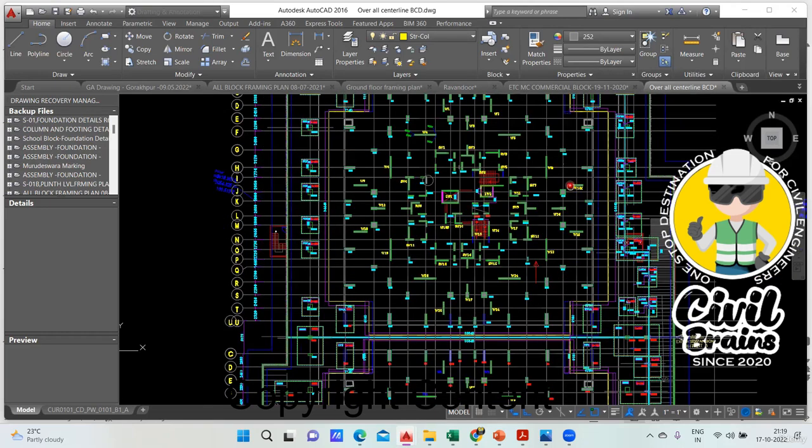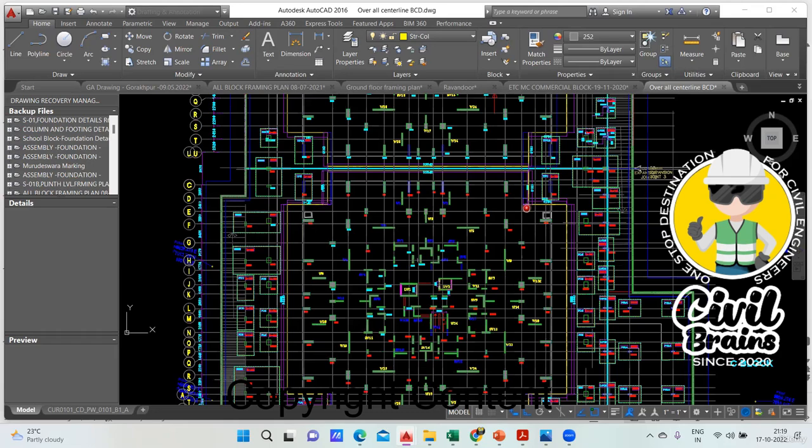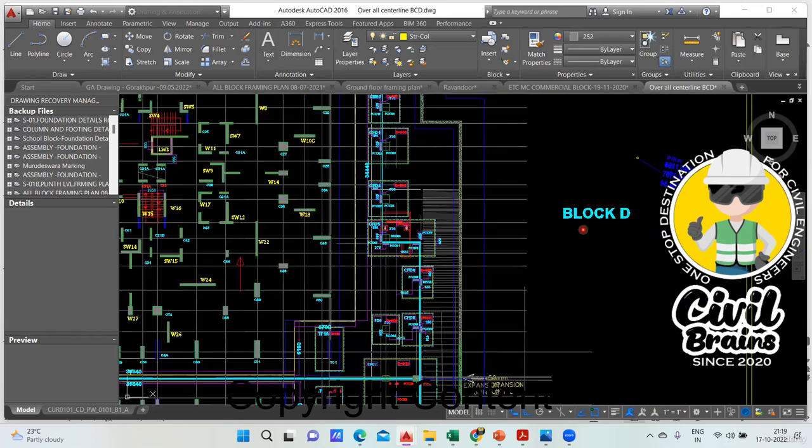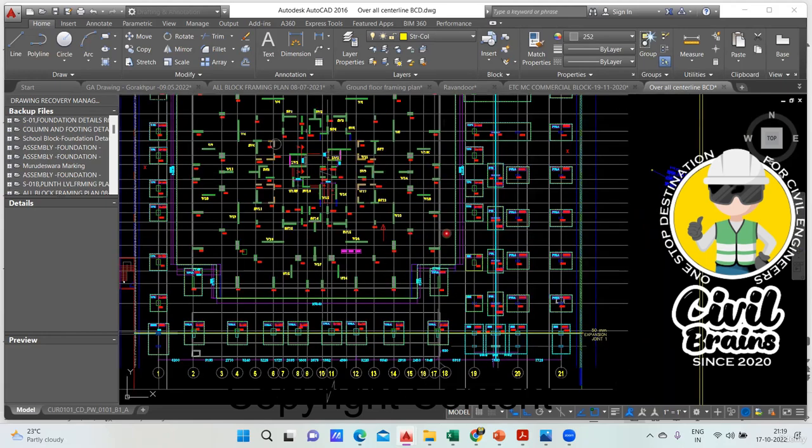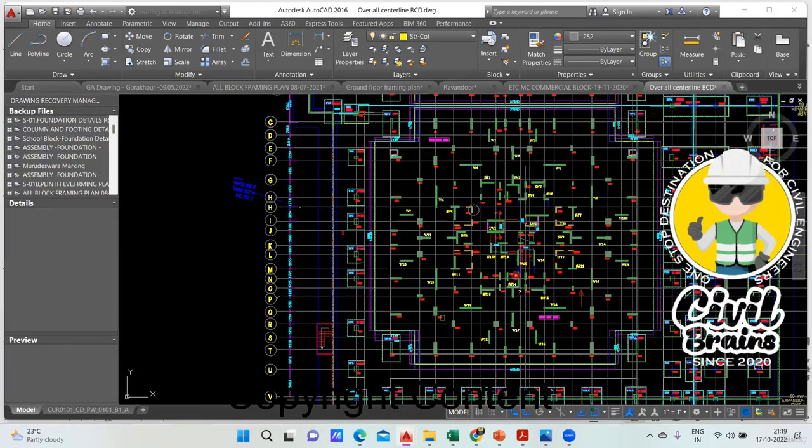It's an apartment project. So that is why you can see here B block, then you have this C block, and maybe this is another block. That's how you're supposed to do it.